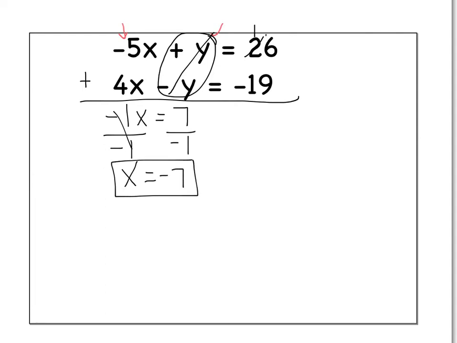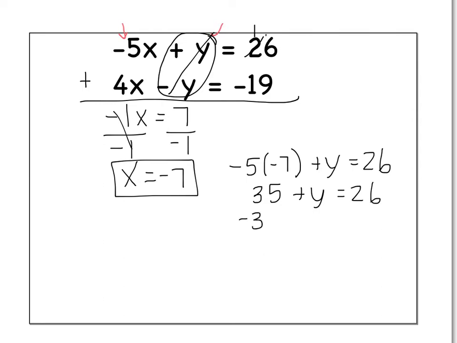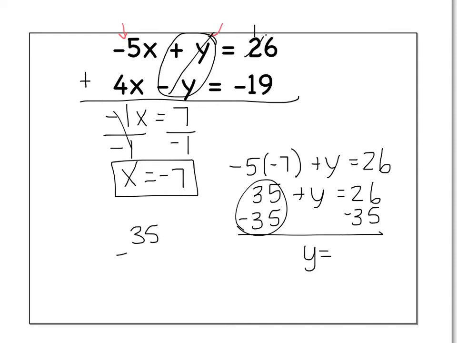From here we can plug in to either equation. I'll say negative 5 times negative 7 plus y equals 26. So 35 plus y equals 26. Subtract 35 from both sides. And y equals, do your subtraction, 9. And it would be negative because we had more negatives than positives. So our final answer, negative 7, negative 9.